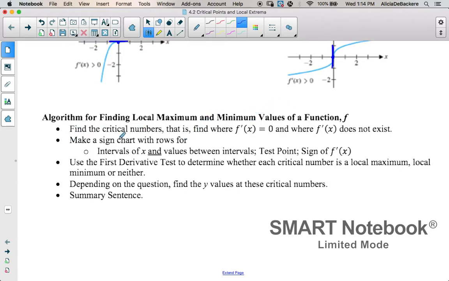Then I'm going to make my sign chart. Again, I'm going to have rows. The top row will be the intervals of x and values between those intervals. The second row will be the test point. The last row will be the sign of the derivative. And then usually we do also have that row at the bottom for the behavior of f at x.